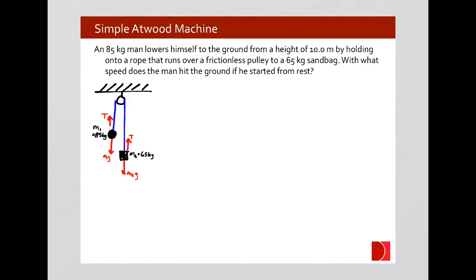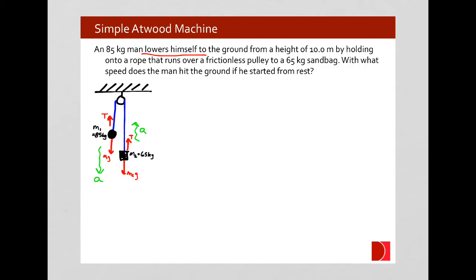And finally, we're told that the man lowers himself to the ground. So we know that the velocity of the man has to be downwards, the acceleration has to be downwards, and then as a part of our acceleration constraints, if the man goes downward, which makes sense because he's heavier, the block will have to go upwards over the pulley.